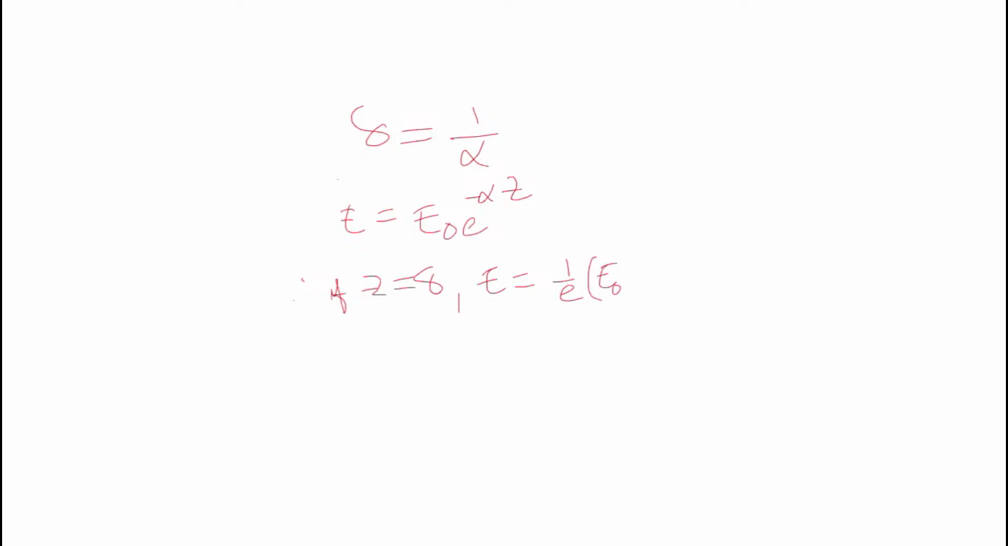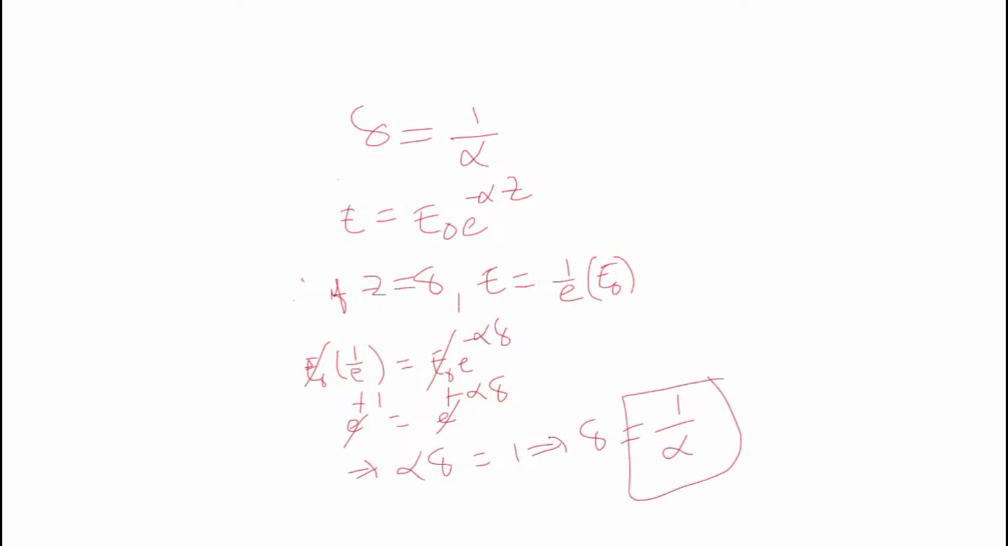What is the maximum value? E naught is the maximum value, the initial value. So if z equal to delta, E becomes 1 by e of its maximum value, E naught. Substitute in this one: E naught into e to the power minus alpha delta, since z becomes delta. So E naught gets cancelled. 1 by e can be written as e to the power minus 1, and here e to the power minus alpha delta. Here e bases are equal, therefore the powers should be equal. Minus minus cancel. Alpha delta equal to 1. So therefore, delta equal to 1 by alpha.